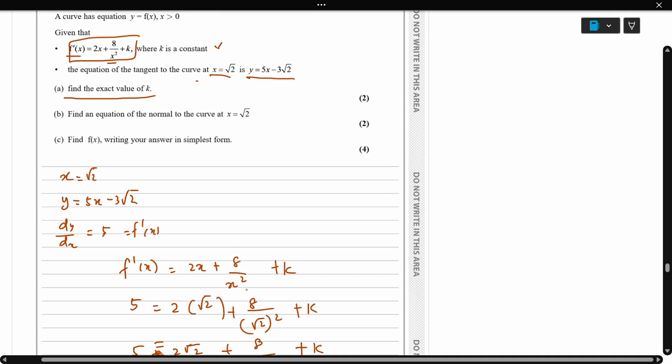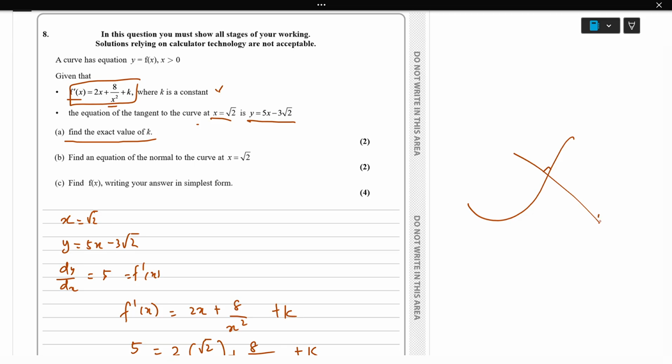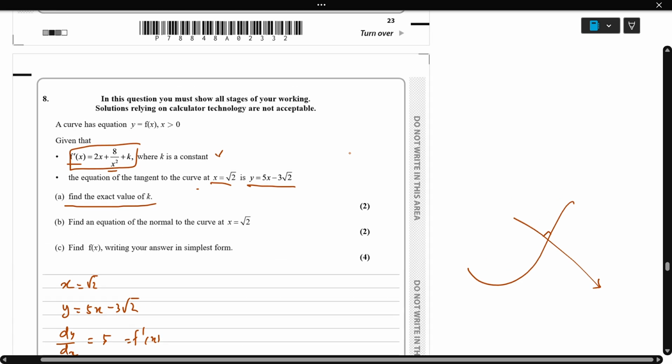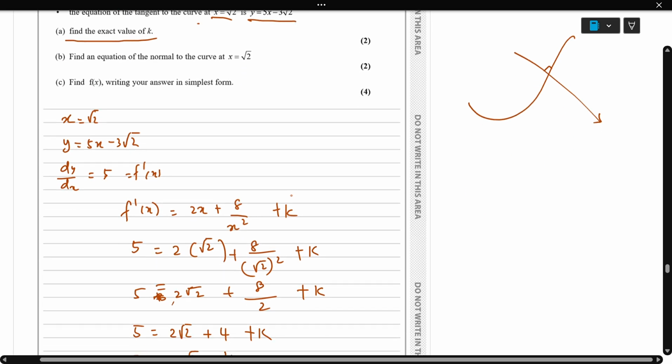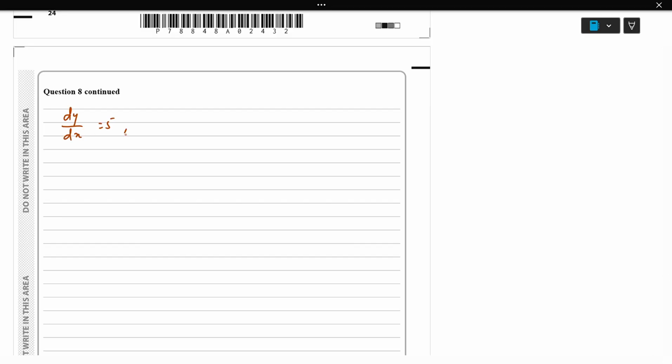Next, find the equation of the normal. The normal is the straight line drawn perpendicular to the curve, at the same point x equals root 2. So we need to find the gradient, which will be the negative reciprocal. The gradient dy by dx we already found: dy by dx equals 5 at the point x equals root 2. So our gradient is 5.